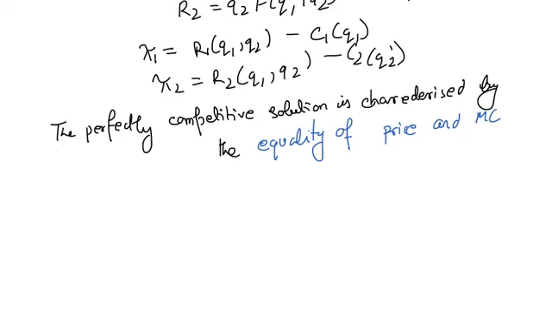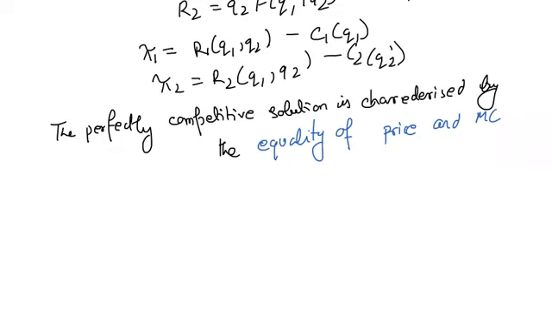Now the perfectly competitive solution is characterized by the equality of price and marginal cost. The quasi-competitive solution for a market with a small number of sellers is defined as a solution that would be achieved if each seller followed the competitive rule. It is determined by solving the equations.